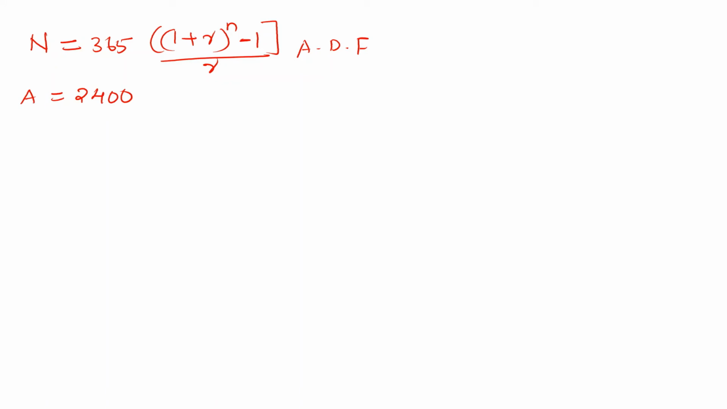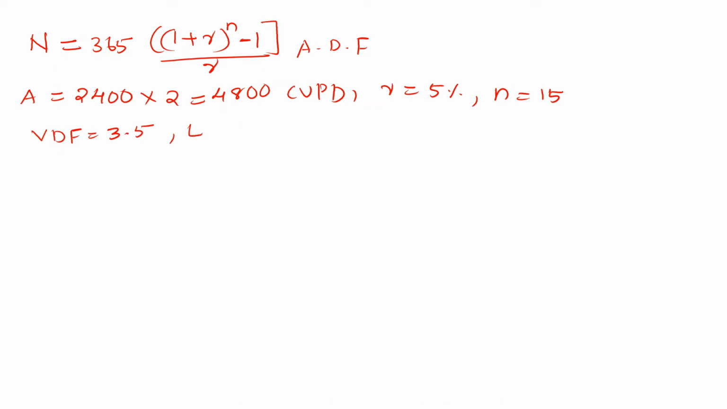Actually, we have to calculate the total traffic on that road, so we have to multiply this value by 2. So we will get 4800 CVPD, the total traffic. Then the r value they have given is 5%. Total design life is 15 years. CBR value is 5%. Then vehicle damage factor is 3.5 and lane distribution factor is 0.75. It is direct substitution, just substitute the values.